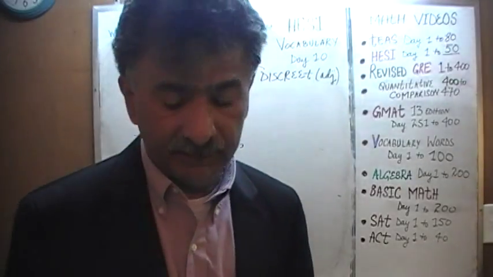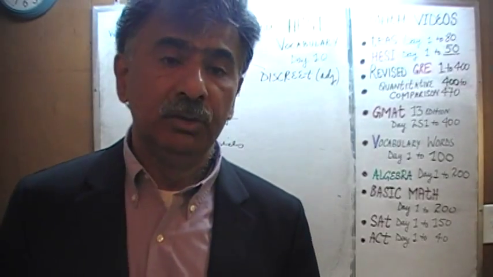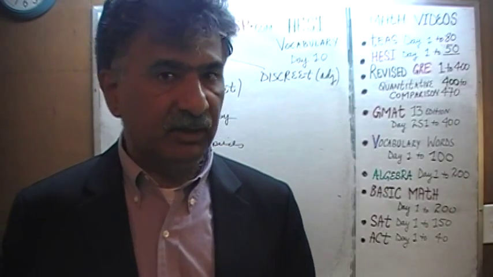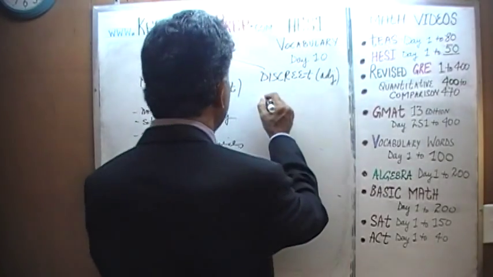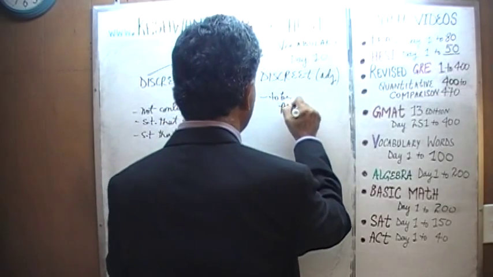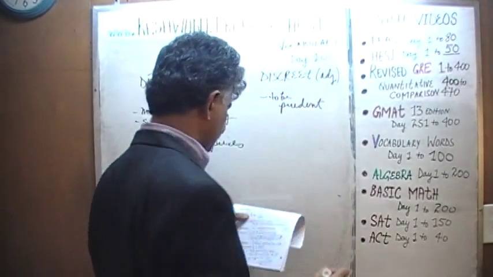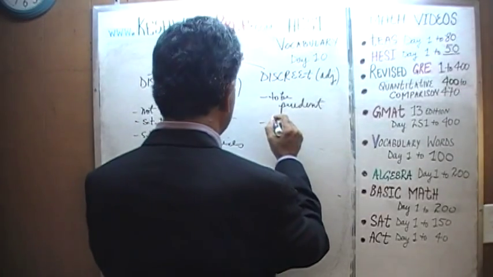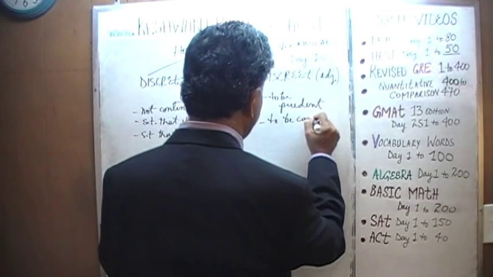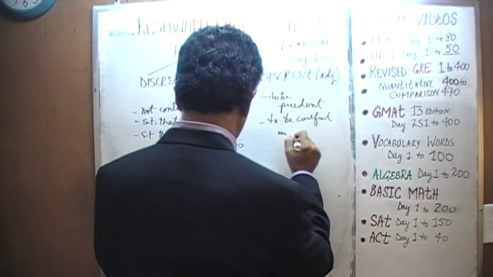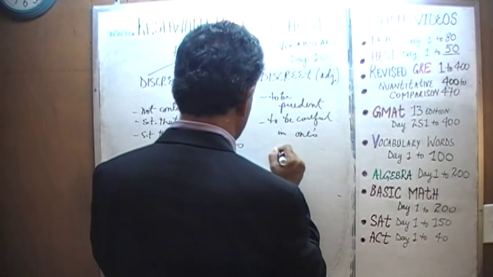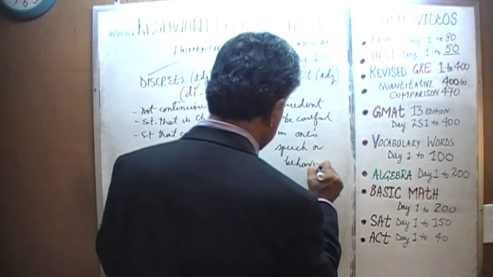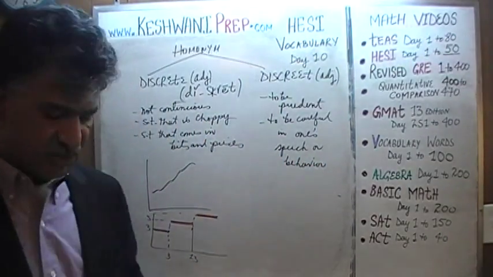The same pronunciation is used to describe a different notion when we talk about being discreet. If you say Michael is very discreet, it means to be prudent. Michael is very prudent. He's very careful. You don't have to worry about him. Somebody who is very careful, to be careful in one's speech or behavior. To be very careful in one's speech or behavior.